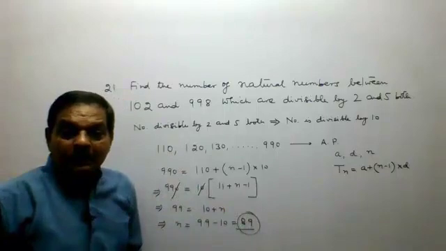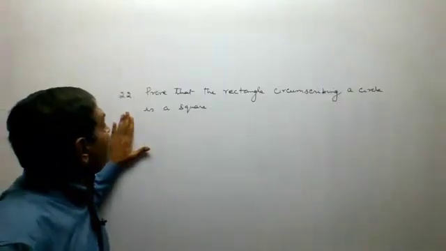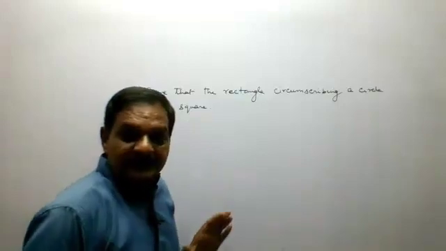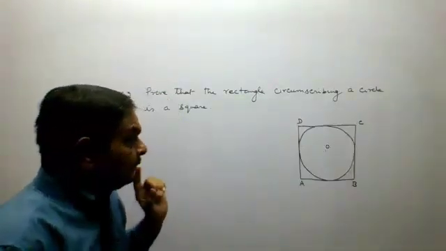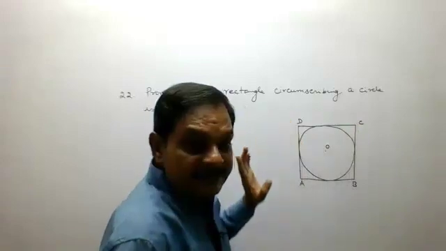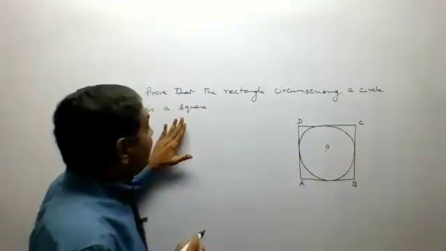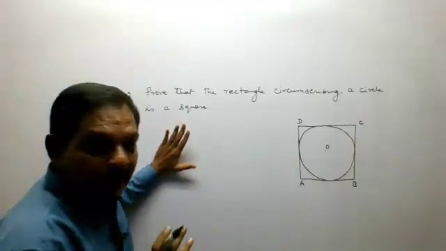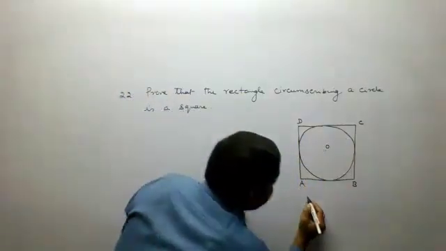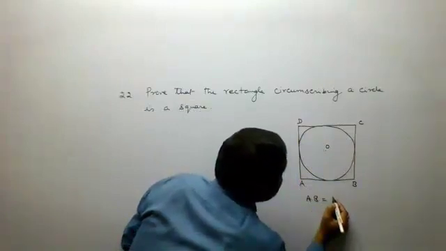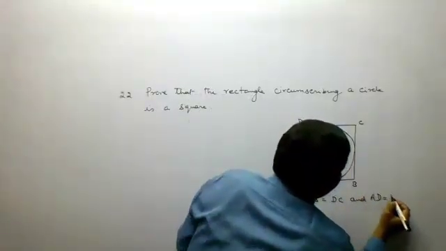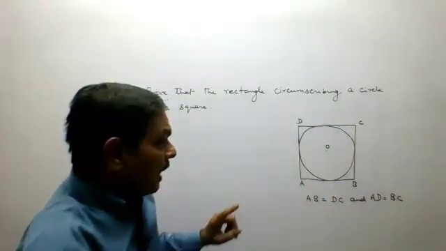Now we will see question number 22. Prove that the rectangle circumscribing a circle is a square. Let us first make the diagram of it. Here we see that there is a circle whose center is O. ABCD is a rectangle, and we are to prove that this rectangle ABCD is a square, that is, all its 4 sides are equal. Here ABCD is a rectangle, means AB is equal to DC and AD is equal to BC. Opposite sides of a rectangle are equal.